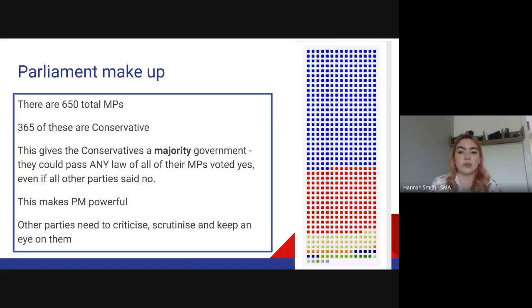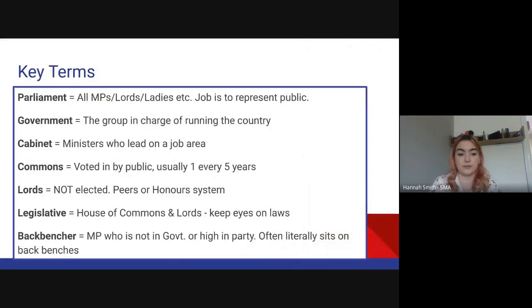So the first study theme looks at how we hold government to account. Essentially, this is asking, how good are all those MPs at making sure we don't end up with stupid laws? Hopefully that makes a bit of sense.